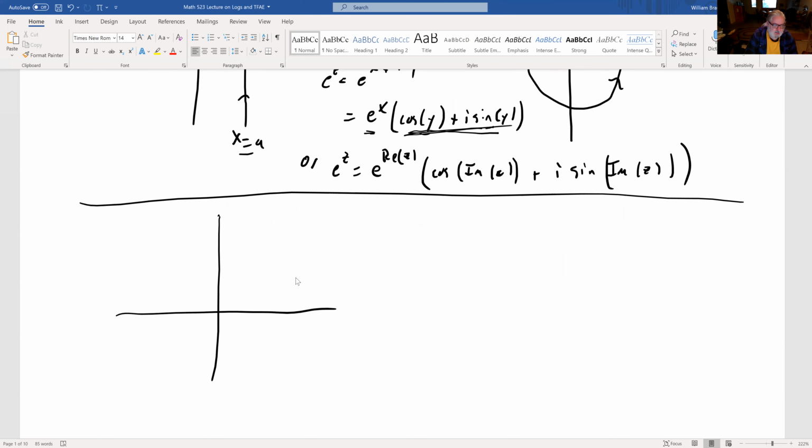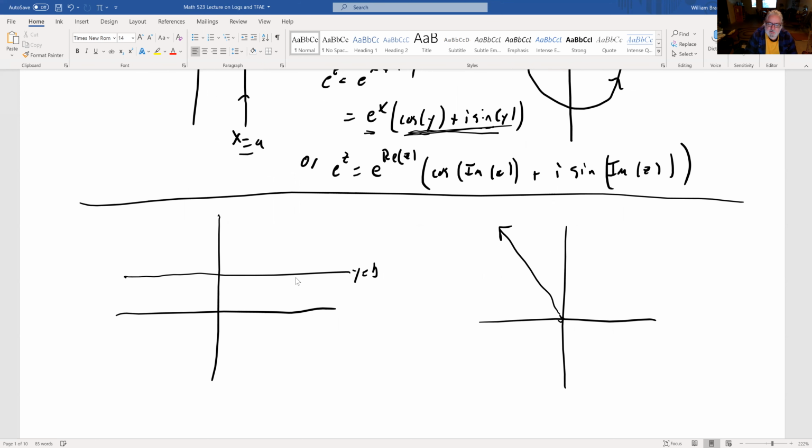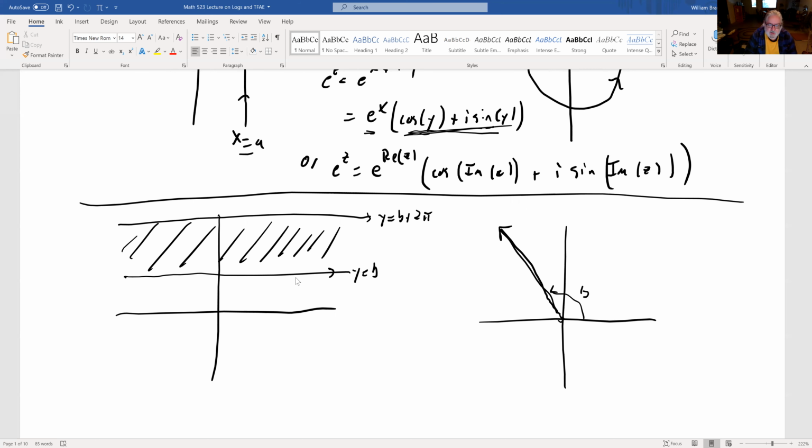Okay, so what that means then, if I take a horizontal line, say y equals b, then that horizontal line, like we said above, gets mapped to an angle b. So then if I take the horizontal line y equals b plus 2 pi, that gets mapped onto the same angle. So this vertical interval of 2 pi gets mapped to the entire plane except the origin, because e to the z equals 0 has no solution.